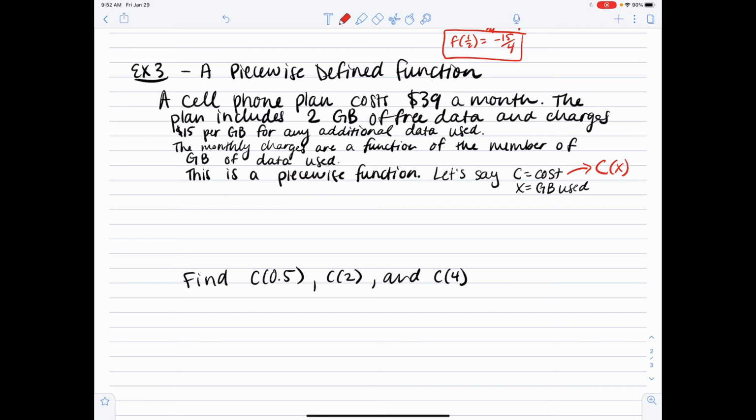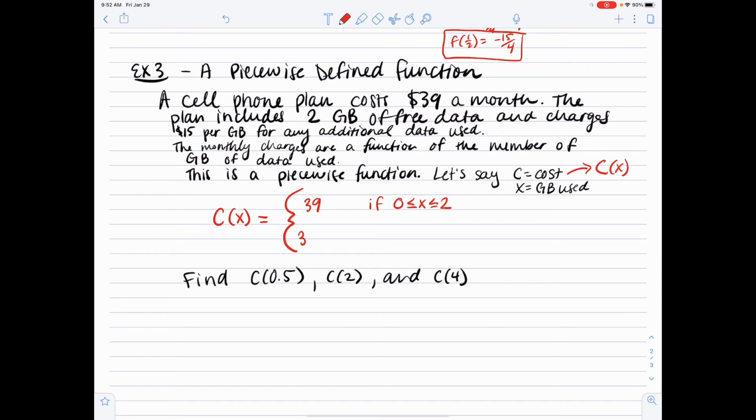In order to write this, we're going to write cost at every x equals, and this is piecewise, so it's a different rule for each spot. So it's $39 if x is between 0 and 2 gigabytes, right? So up to 2 gigabytes, you pay $39.